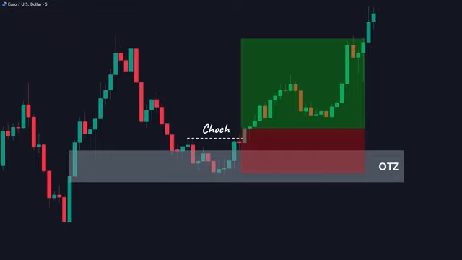Combining optimal trade entry with price action techniques, such as fair value gaps, liquidity, chart patterns, candlestick patterns, or any other entry reasons you use, can provide a solid trading strategy.